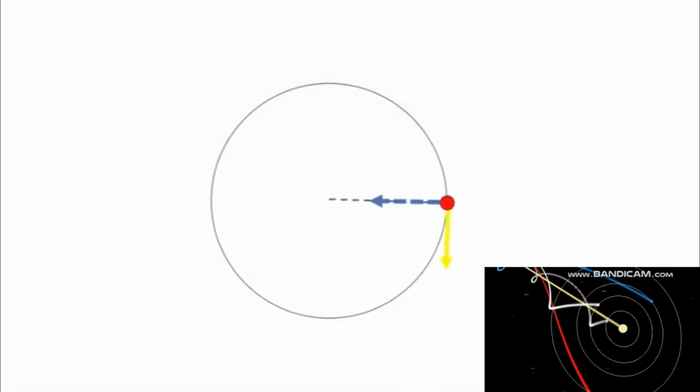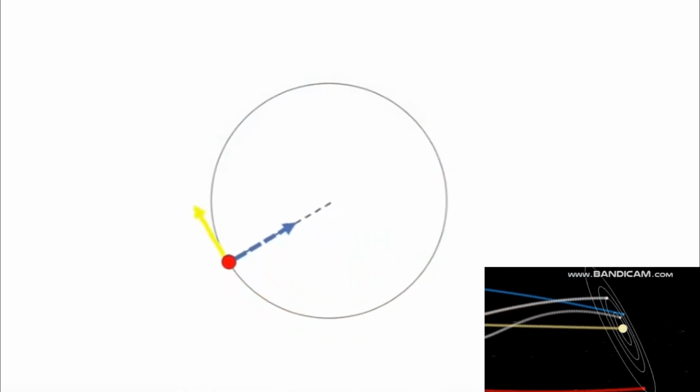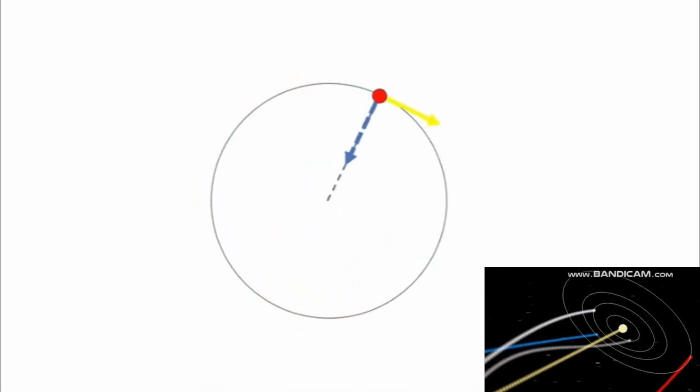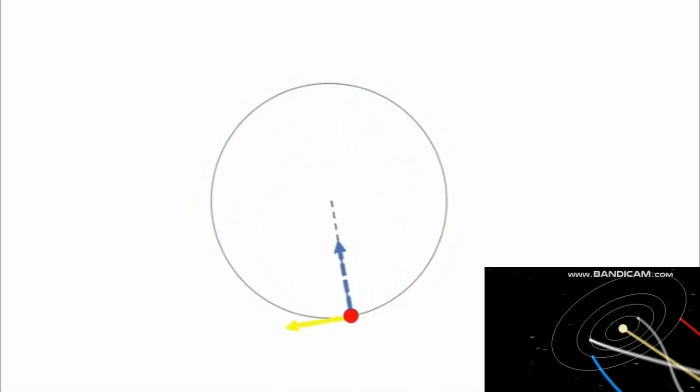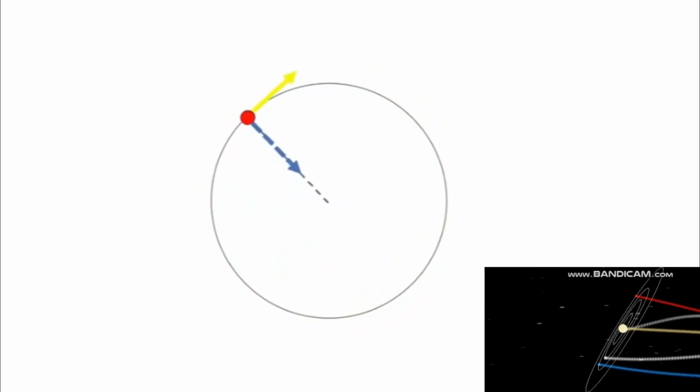So the mass will be accelerating at a constant rate, towards the center at all times. This is called centripetal acceleration.